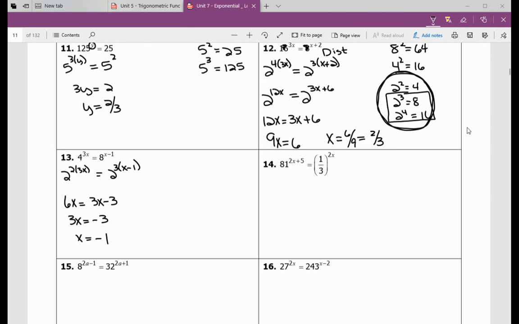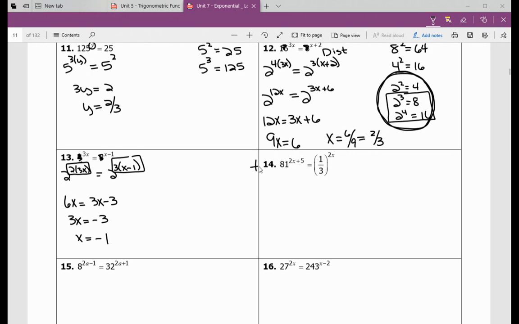Right? That's what I got. I took 4 out and replaced it with 2 squared. I took 8 out and replaced it with 2 to the third. Multiplied those exponents and got 6x. Distributed here, got the 3x minus 3, and then solved from there. How'd we do? Okay.